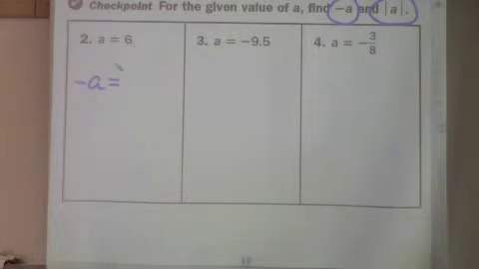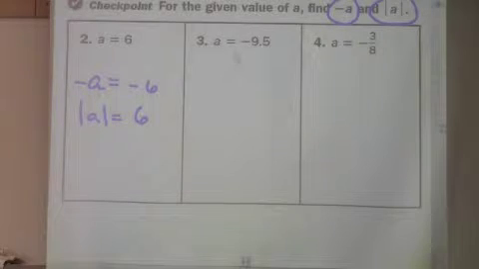So, what's the opposite of 6? -6. And then the absolute value of a, so the absolute value of 6 would be? 6. Very good. We plug in -9.5. So, what's the opposite of a? 9.5. Good. The opposite of a negative is going to be positive.